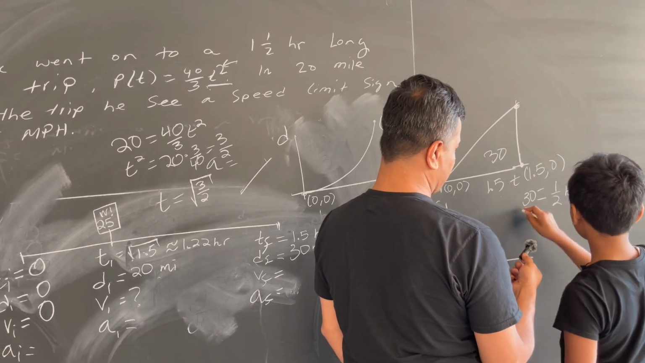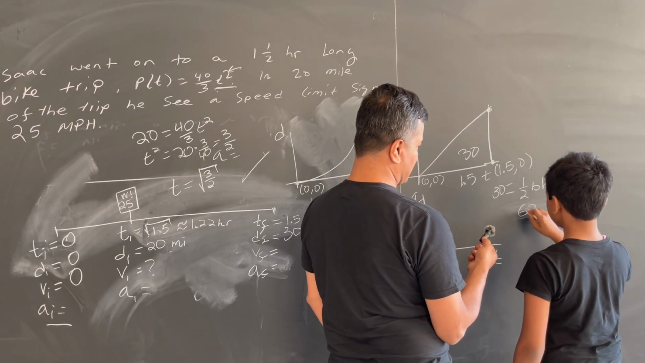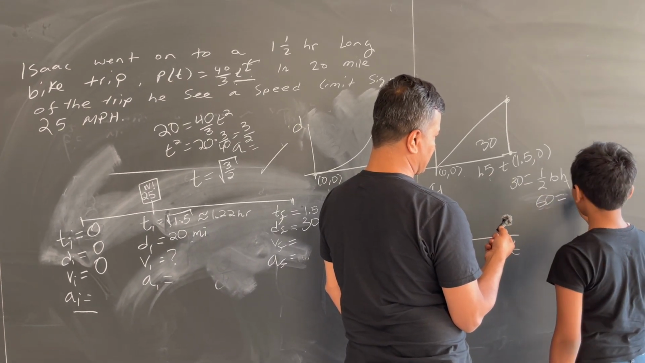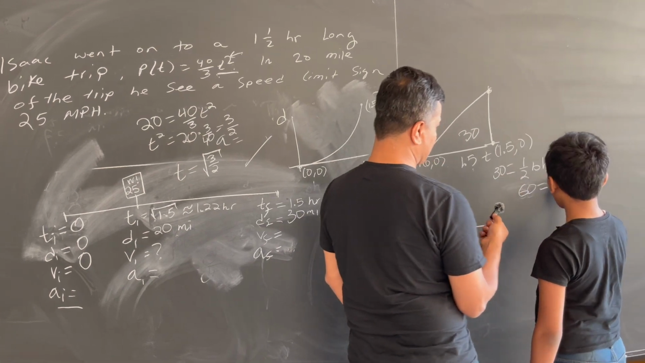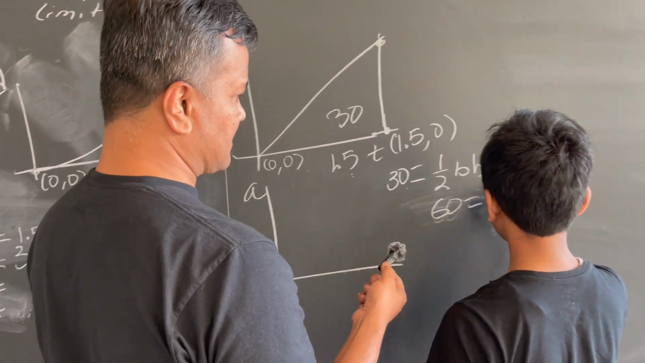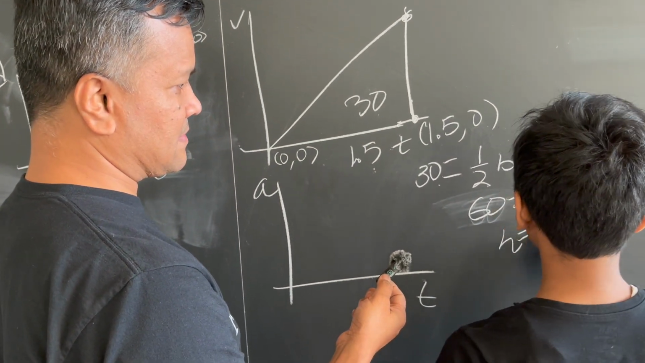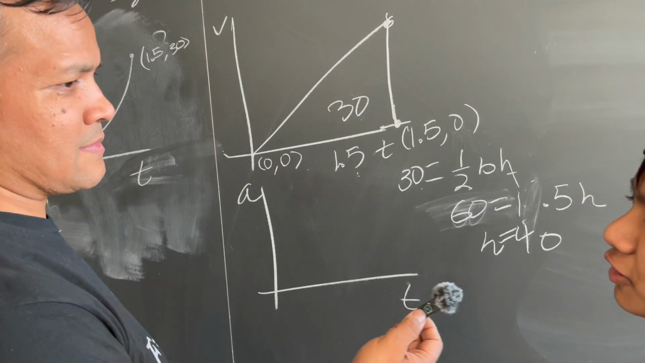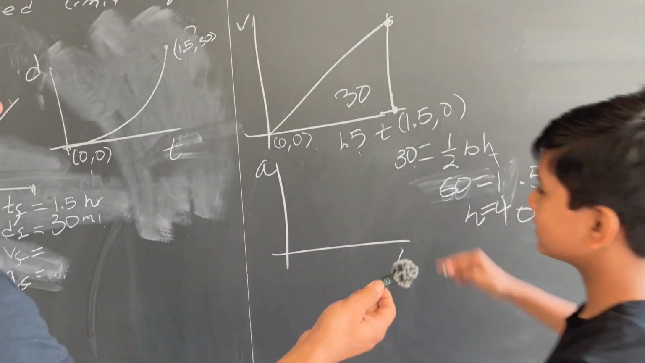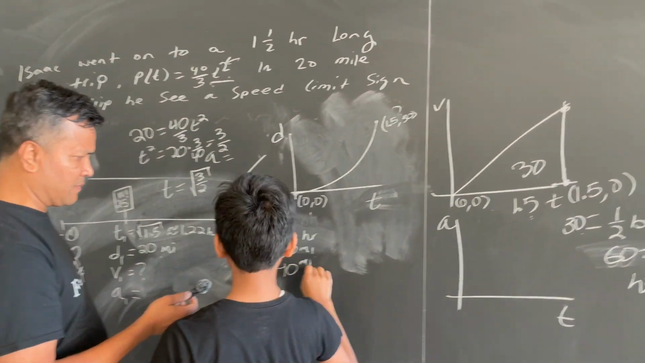Okay, buddy. So 30 is half BH. B is going to be 1.5. So we get half times, wait, no, I canceled out the half. So we just get 1.5 times H. So H is 40 by those means. Okay, I accept it with some low confidence because I have no confidence in you.